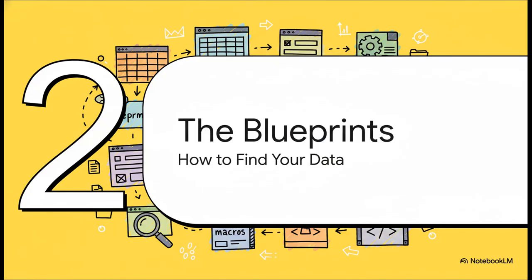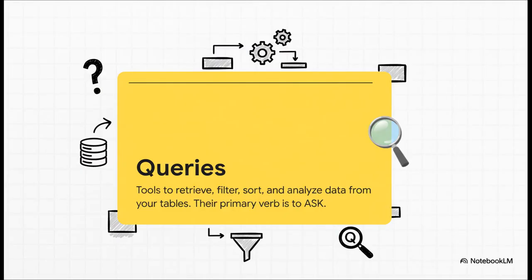All right, so we've got our foundation poured, and our raw materials, all our data, are safely stored in our tables. Great. But now, how do we find anything? If you need a specific piece of data, you can't just go digging around. You need a set of blueprints. And in the world of Access, those blueprints are called queries. You can think of a query as simply asking a question of your database. Its primary verb is to ask.